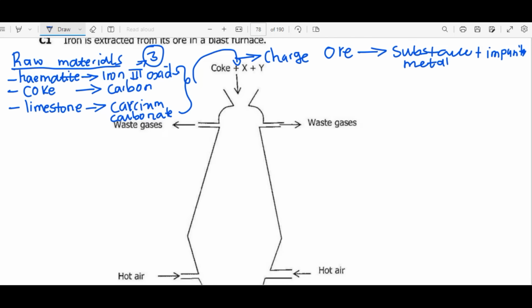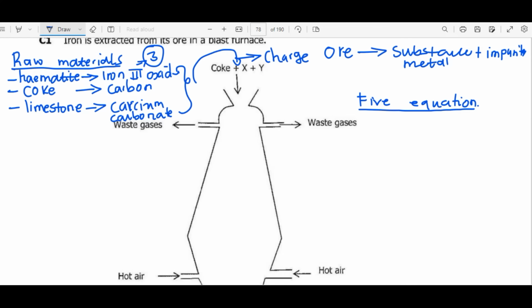Then if you want to use their chemical name, the chemical name for hematite is iron 3 oxide. Then for coke we have carbon, for limestone we have calcium carbonate. Now each raw material has its specific role to play. Now first let's look at the 5 equations that occur during the extraction of iron that you are supposed to have.